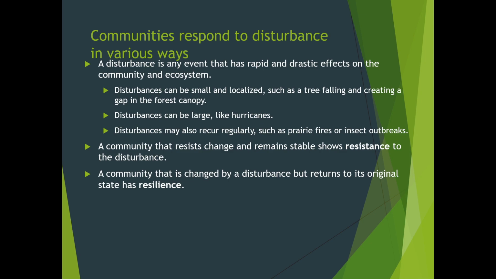But disturbance is happening, and the more biodiversity there is in that ecosystem, the better chances that that ecosystem will survive after that disturbance. Maybe something will make it, right? Maybe there'll be a mammal rodent that will turn into a human being someday. You never know. So a community that resists change and remains stable shows resistance to the disturbance.